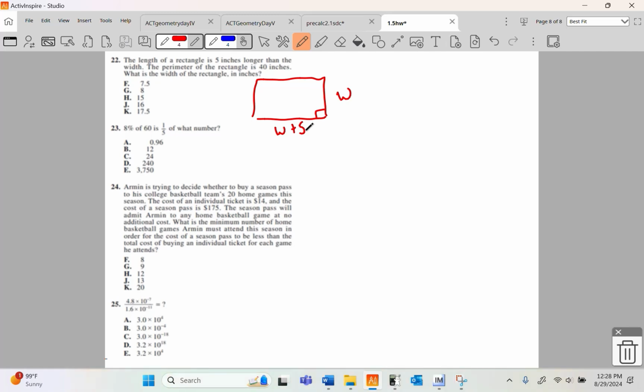It says the perimeter is 40 inches. So if I have a W on the right, I have to have a W on the left. If I have a W plus 5 on the bottom, I have a W plus 5 on the top. And I know that perimeter is 2 lengths plus 2 widths. So if I take 2 of these lengths, I'd have 2W plus 10. If I take 2 of these widths, I'd have 2 more W's. And it's equal to 40.